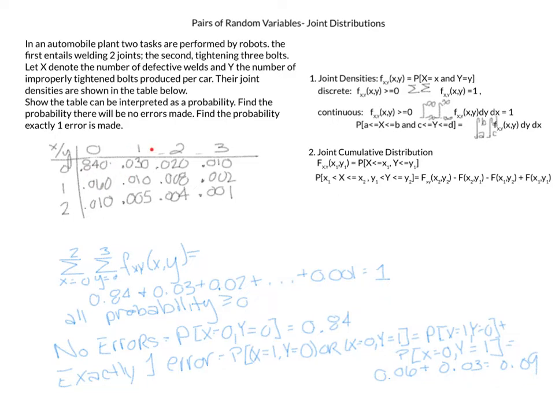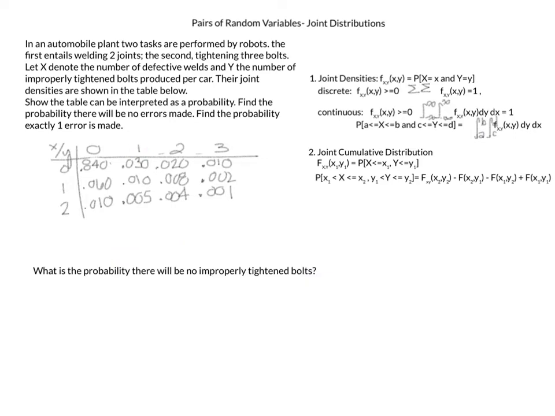x is equal to 0 and y is equal to 1, 0.03, so we get 0.09 as our answer. And there's one more question for this problem. What is the probability there will be no improperly tightened bolts? And that's just the probability that x can equal anything and y is equal to 0.